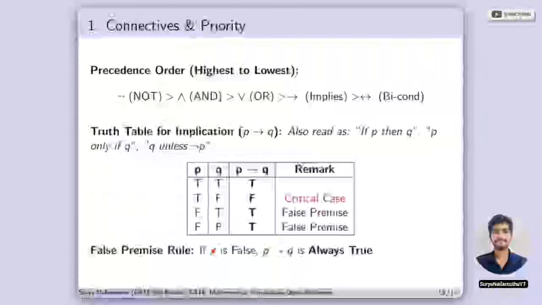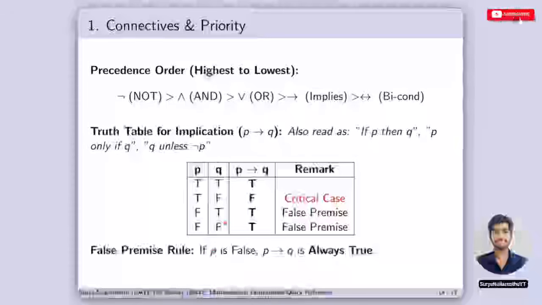And the next one is the connectives and the precedence. For the connectives and precedence, the order is from highest to lowest. The highest precedence is negation, then and, then or, then implies, then biconditional.